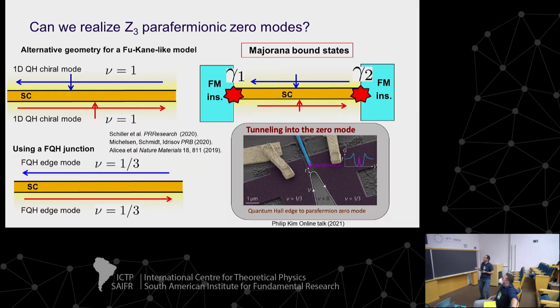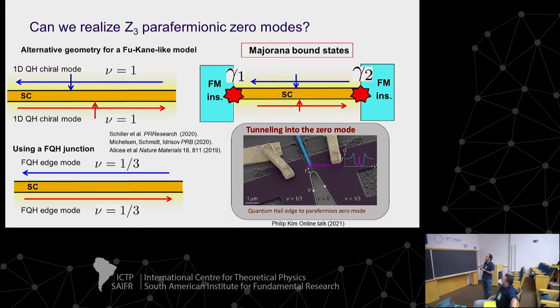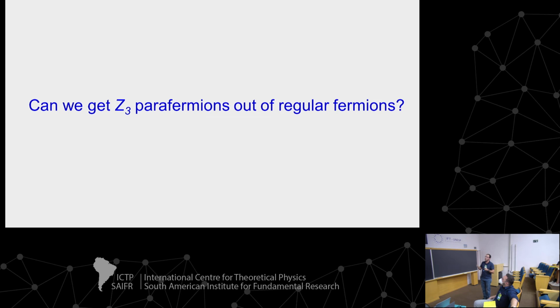It's a very hard experiment to do. You need a fractional quantum Hall chiral state, and you need to somehow put them on two sides of a superconducting layer and induce superconductivity and coupling, and then you might get some parafermionic mode at some point. So we're still very, very far from that, but we can still explore what you get if you can get something like that out of regular fermions.